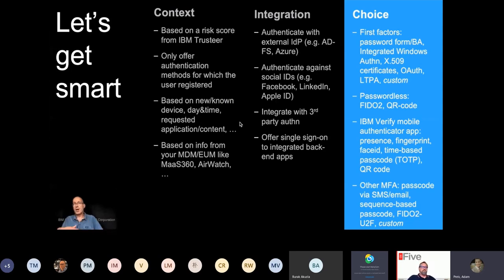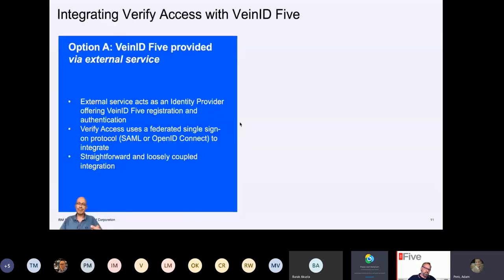And then, of course, we have other multi-factor authentication factors, such as sending passcodes via SMS or via email. We have the sequence-based passcode, FIDO U2F, which is the predecessor of the real FIDO2. And most importantly, we can also add your own custom authentication methods.